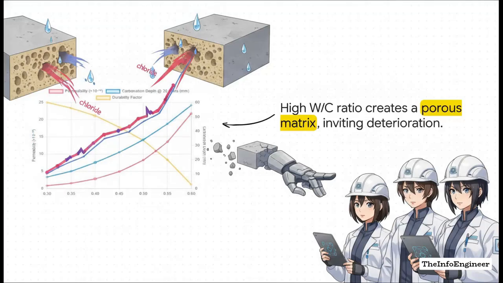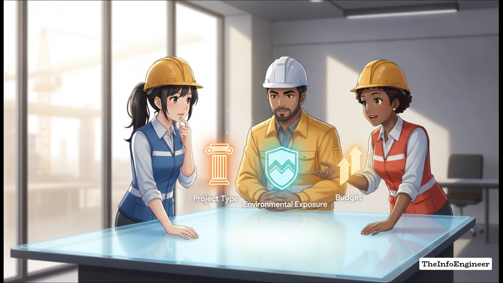But hey, we're not just talking about strength, it's also about long-term durability. As you can see, as the water-cement ratio goes up, permeability and carbonation depth just shoot right through the roof. A high water-cement ratio basically creates a highly porous matrix. It acts exactly like a sponge, just inviting destructive chlorides and carbonation deep into the structure, which completely destroys your durability factor over time. So whether you're an engineering student or a seasoned field professional, how do you actually synthesize all this on the site?